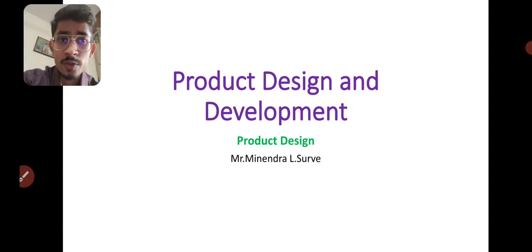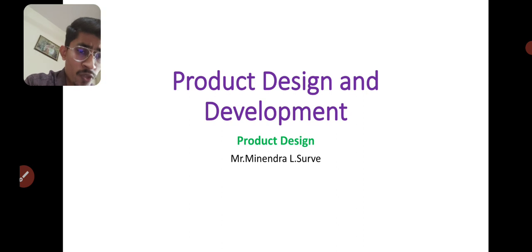And today we are going to discuss product design. This subject is introduced in the University of Mumbai in semester 8. It is a department level optional course, and in this course, related to product design and development, six modules are there. Today we are going to discuss module number 2, and the keynote for module number 2 is product design. So we are going to start our presentation.